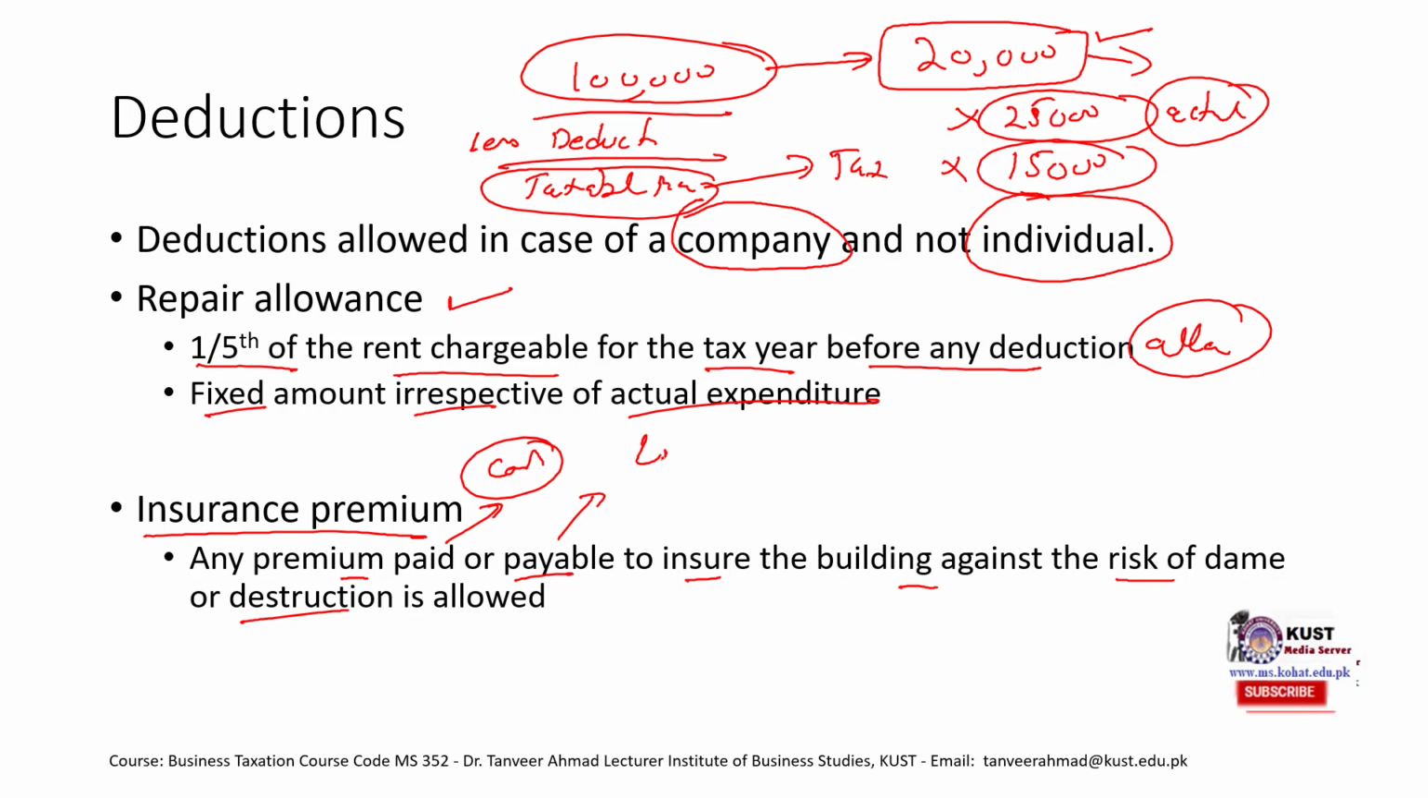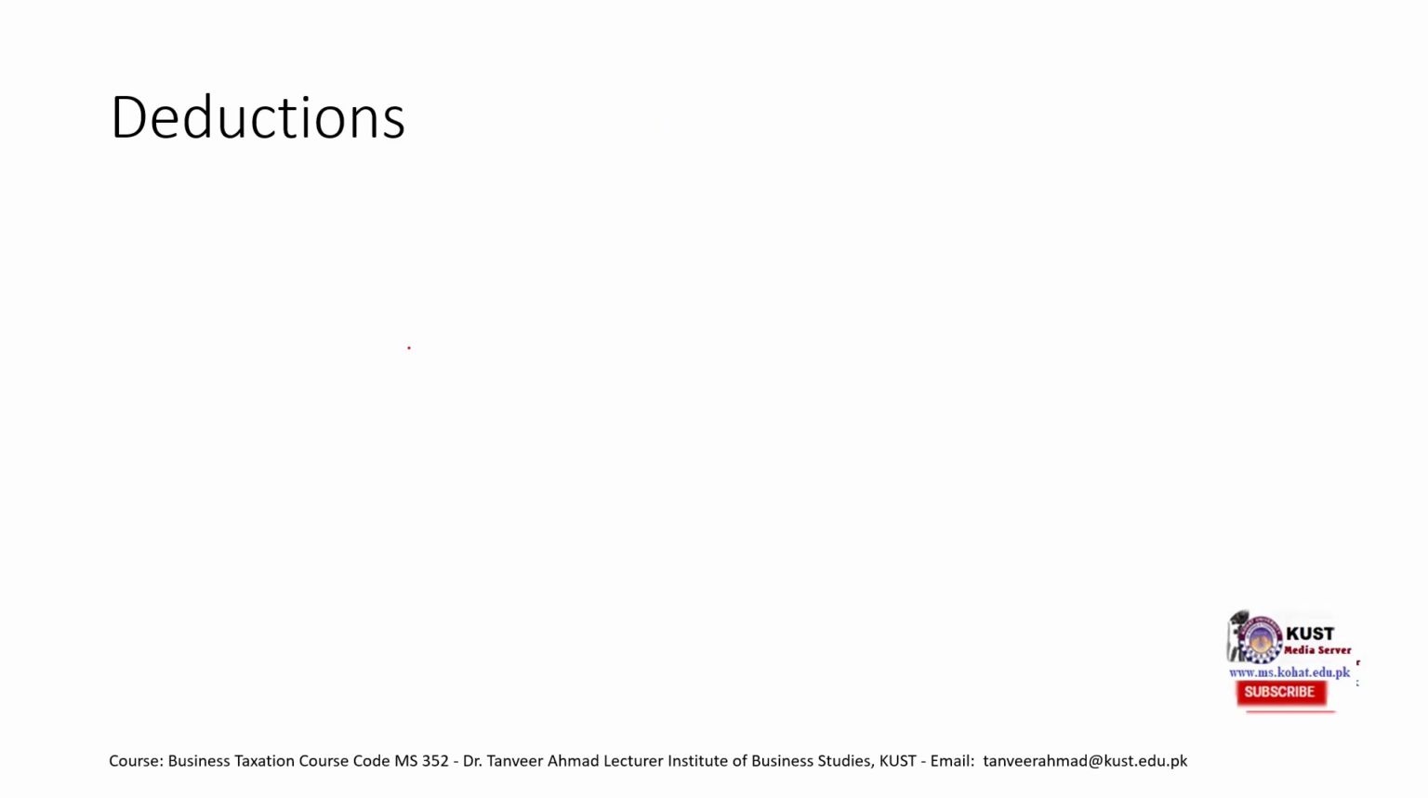Remember, if the employee of a company has a life insurance, then that would not count, or any health insurance would again not count, or a car insurance done by the company would not be allowed as deduction. Only the insurance premium that the company is paying regarding the risk of building damage is allowed as deduction.